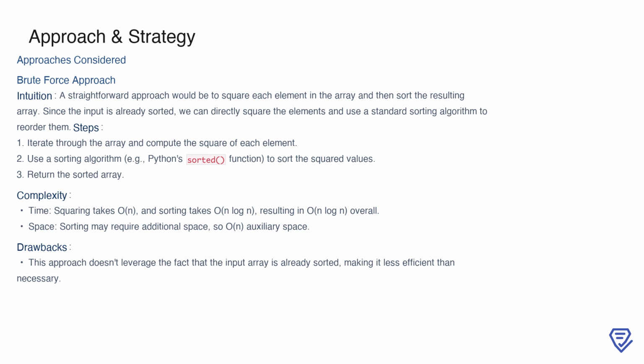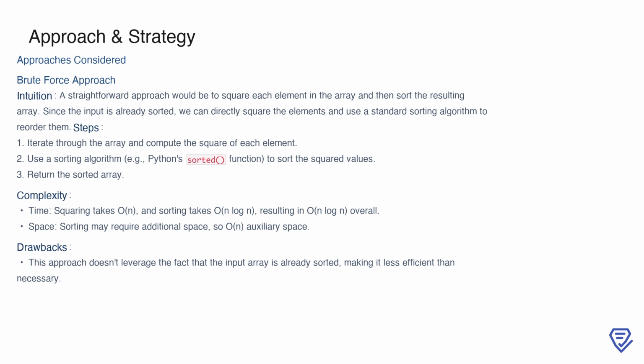The steps for this approach are straightforward. First, we iterate through the array, squaring each element. Then, we use a sorting algorithm, like Python's sorted function, to sort these squared values. Finally, we return the sorted array.